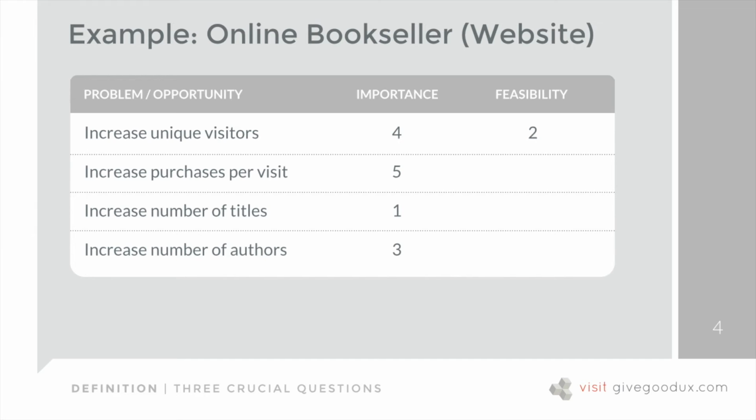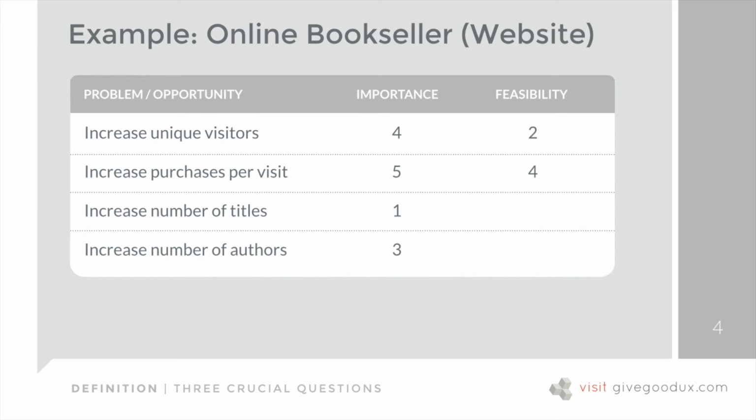Increase purchases per visit. Well, we've already got some decent traffic. So if we could somehow incentivize people who are already on the website, and we know they're spending 6 to 10 minutes on the site looking at stuff, if we can give them incentives, discounts, deals, 2-for-1 specials, whatever, we could probably do that. So feasibility, we're going to give that a 4.